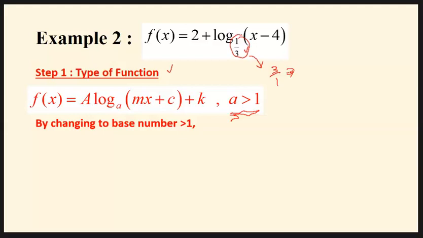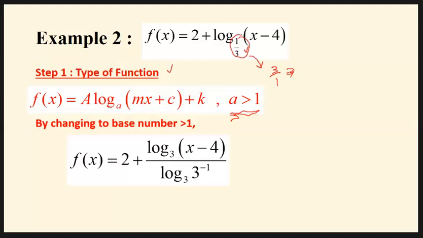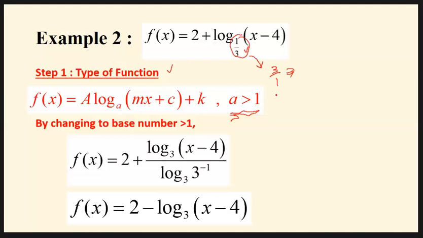By using our knowledge on changing base on log, we change it into base 3, and we have the result as follows: 2 minus log to the base 3 of (x minus 4). So we are going to use this one as a reference for the graph sketching later.